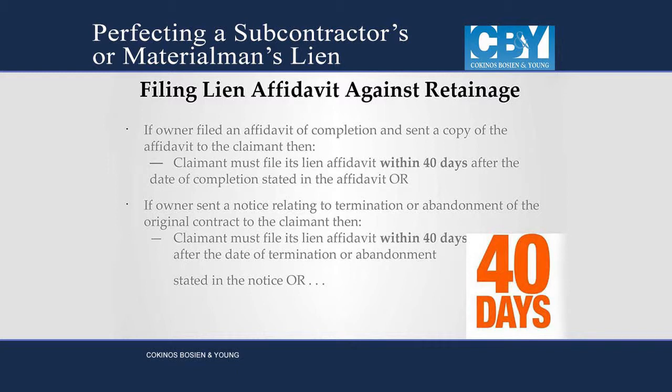So if you are the original contractor, the first deadline that you have to remember, if the owner files the affidavit of completion and sends a copy to the general contractor, then you have 40 days to file your lien. If they file a notice relating to termination or abandonment of the contract, so if the general contractor is abandoning the contract, or if he's terminated, again, you have 40 days.